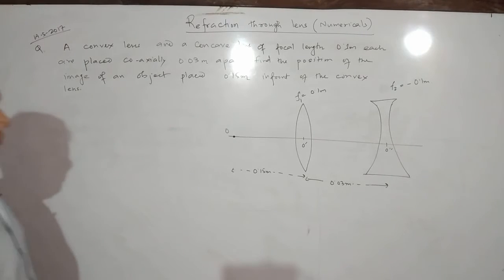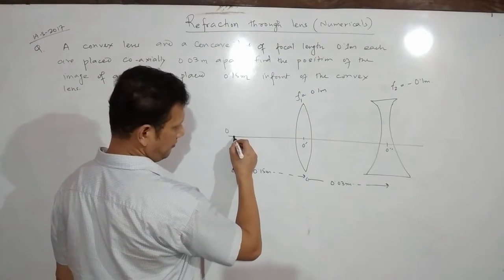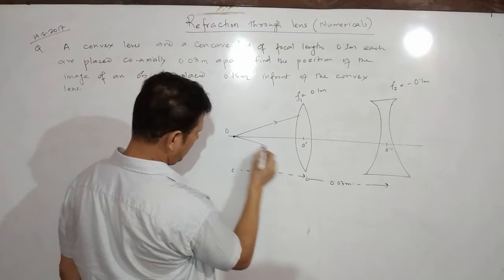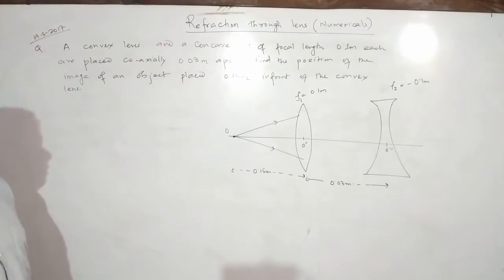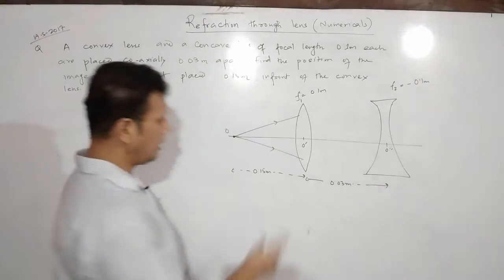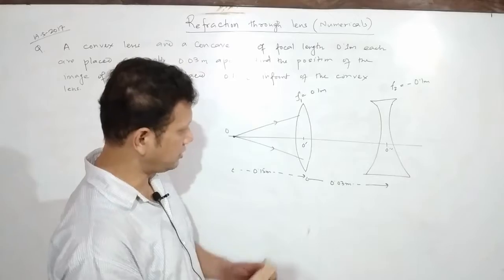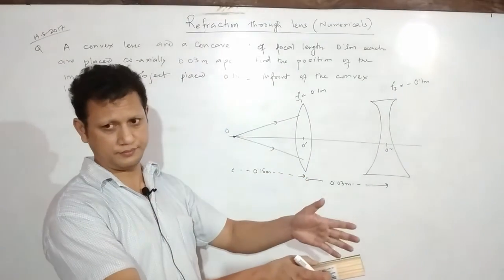So what you do first of all is draw two incident rays, which are incident on the first lens, the convex lens. What will this lens do to these two incident rays? Because it is a convex lens, it will converge these two incident rays.